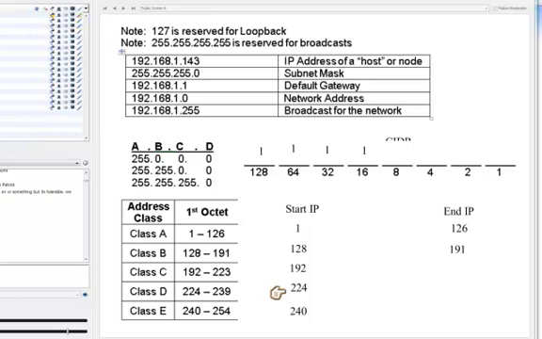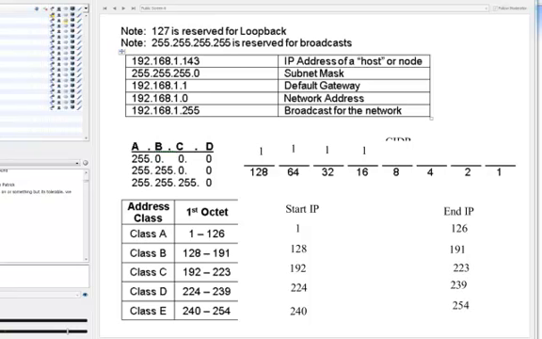Class D starts at 224, so C has to end 1 before that. So that's going to be 223. E starts at 240, so D has to end 1 before that. Good, 239. And 255 is reserved for broadcast. We have that up here. That's when the computers are talking to everybody on that network. So we're reserving that for broadcast, so E is going to end at 254.